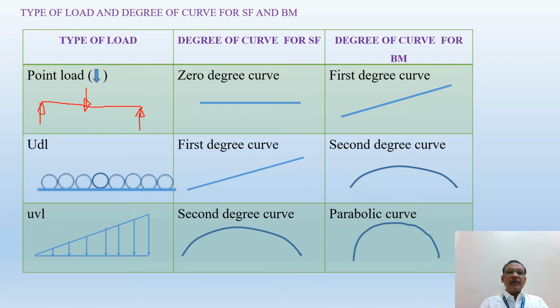If a beam is subjected to UDL, uniformly distributed load, then you will get a first degree curve for the shear force diagram, a straight inclined line, and a parabolic curve, also known as a second degree curve, for the bending moment. And if a beam is subjected to uniformly varying load, then for the shear force diagram you will get a second degree curve, also known as a parabolic curve, and for the bending moment a cubic parabolic curve or third degree curve. So the degree of curve varies according to the type of load acting on the beam.